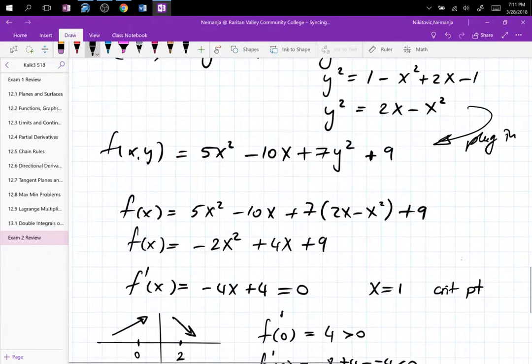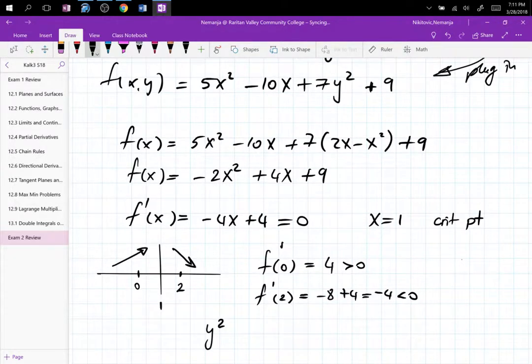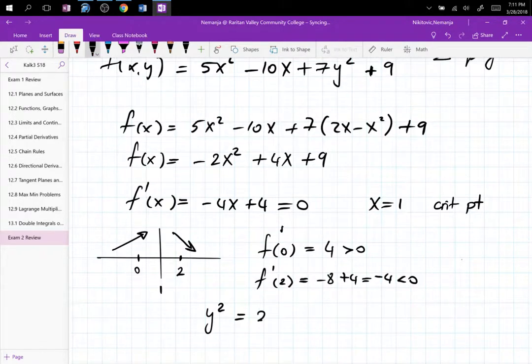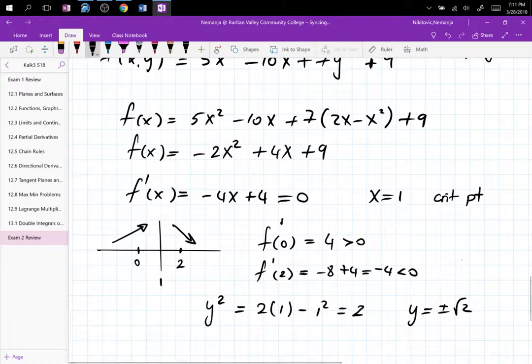I can compute y. So y squared is going to be 2x, so 2 times 1 minus 1 squared, which is 2. So I have that y is equal to plus minus root 2. Oh, minus 1. Thank you. Yes, yes, yes. Yes, because good. Thank you.